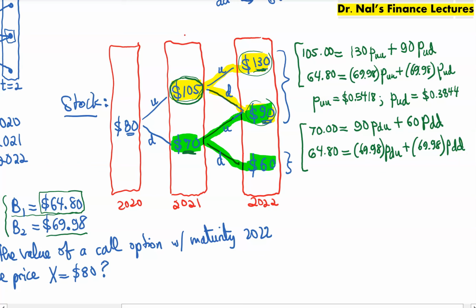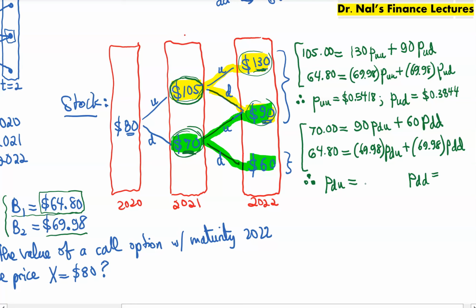All right. So now we can go ahead and solve them simultaneously again. Therefore, PDU, we need to calculate that, and then we will also calculate PDD. These are the prices of state contingent claims in the year 2022, assuming that the following state happened in the year 2021 and so on.